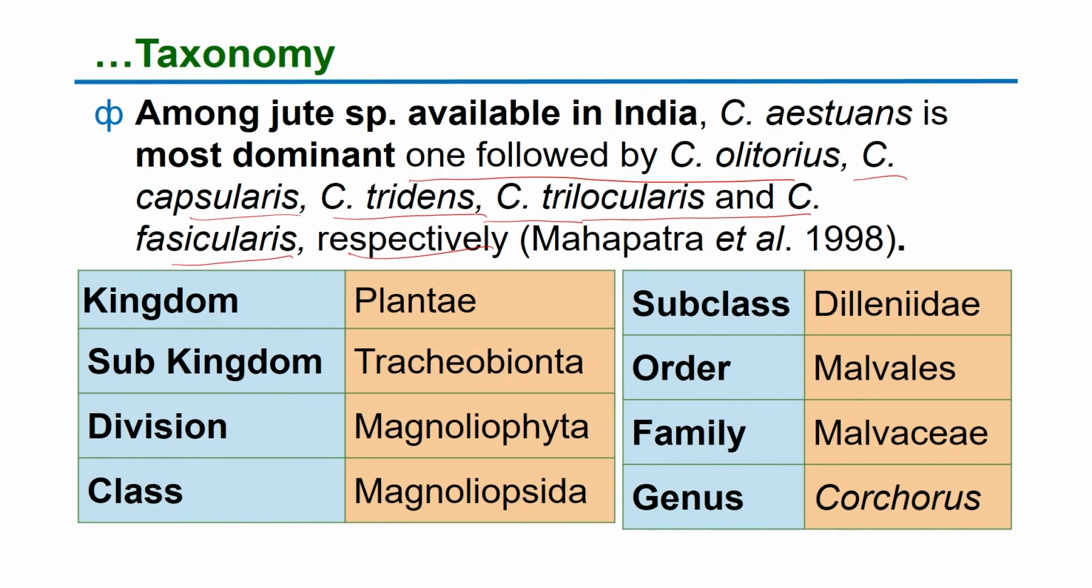Now see the botanical classification. Jute belongs to kingdom Plantae, subkingdom Tracheobionta, division Magnoliophyta, class Magnoliopsida, subclass Dilleniidae, order Malvales, family Malvaceae and genus Corchorus. And species, already discussed, many species are there.